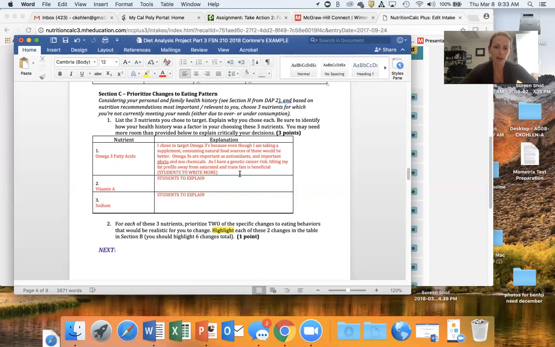Omega-3s are important as antioxidants and important phyto and zoonutrients. I have a genetic cancer risk. Tilting my fat profile away from saturated and trans fat is beneficial. So you could write more.